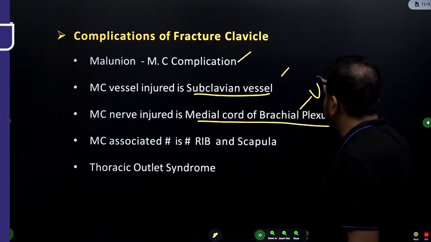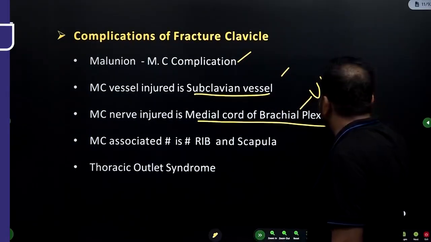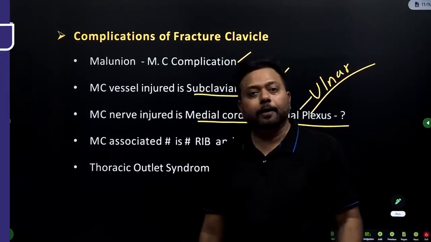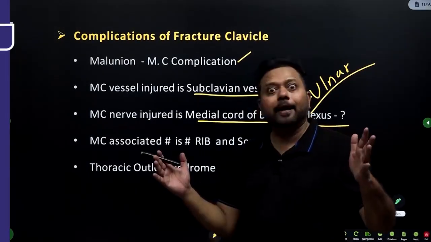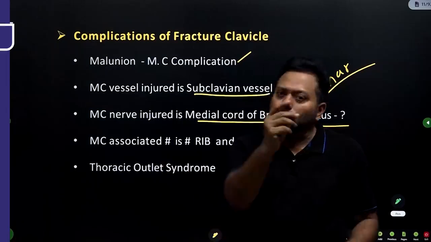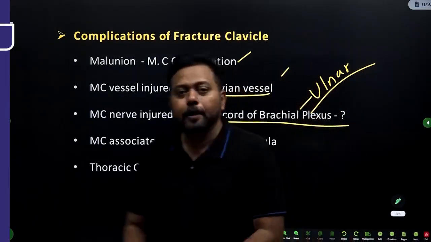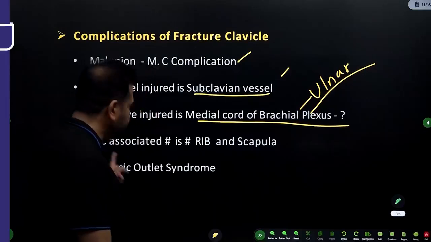I will give the answer straight away: ulnar nerve. That's what is given in higher books. It is the very commonly affected nerve. So the medial cord of brachial plexus is a broad, wide answer. If you want to narrow it down in an MCQ, ulnar nerve is the answer. And the most common associated fractures are rib fracture and scapula fracture.